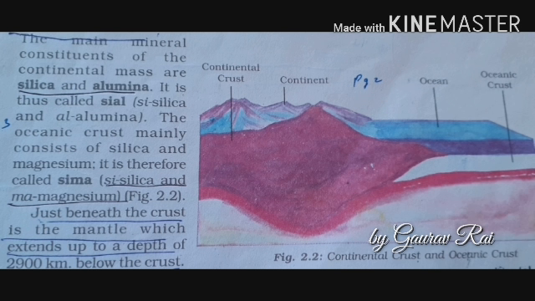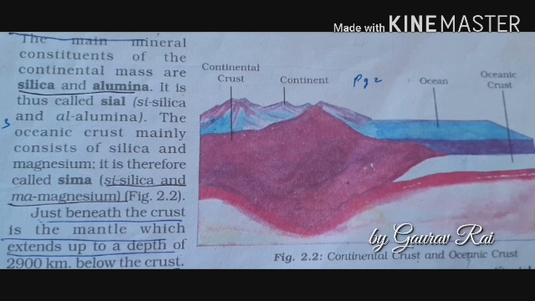The oceanic crust mainly consists of silica and magnesium. On the oceanic crust, the mineral constituents are silica and magnesium, and you can call it Sima, Si from silica and Ma from magnesium. And silica and alumina, you can say it Sial also.